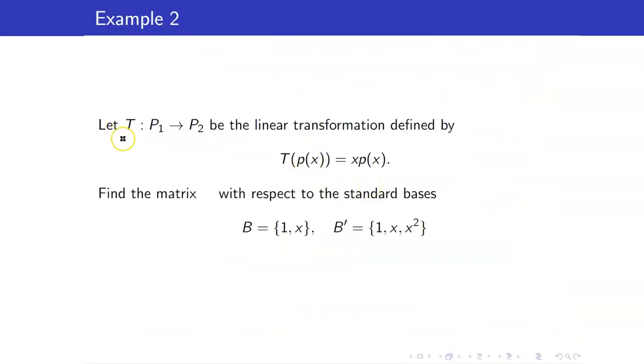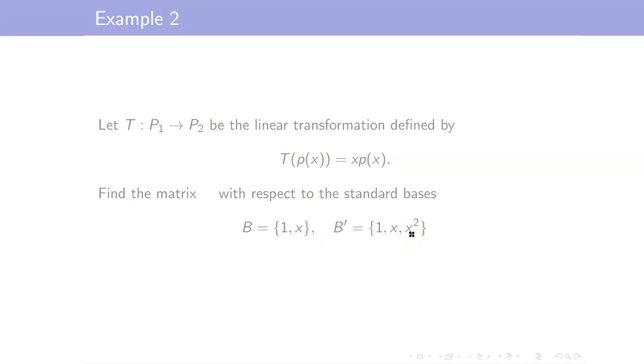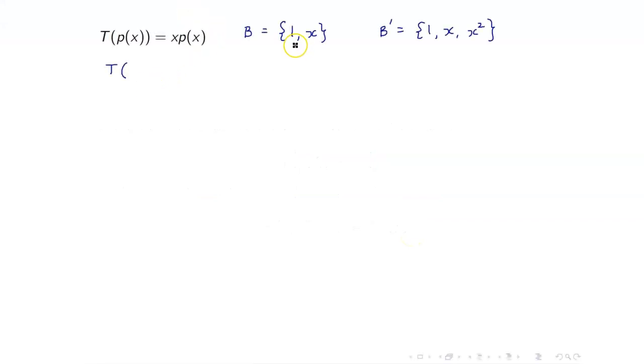Let's consider another example. Suppose that T is a linear transformation from P1 to P2, which sends a polynomial in P1 to itself times x. Let us find the matrix representation with respect to the following standard basis. First, we have to get the images of the elements in B. So we will get T of 1 and T of x. T of 1, by definition, is x times 1. T of x is equal to x times x, which is equal to x squared.